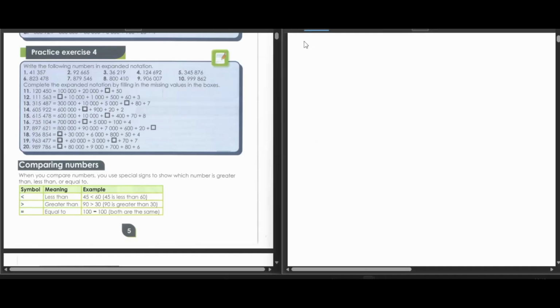In today's lesson, we want to practice, looking at practice exercise 4. So what are we going to learn from practice exercise 4? Question number 1 is: write the following numbers in expanded notation.